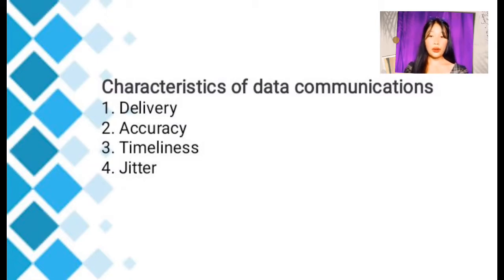Number 2, accuracy. The communication system should deliver the data accurately without introducing any errors. The data may get corrupted during transmission, affecting the accuracy of data delivery. Yun nga po yung sabi ko na dapat data is nade-deliver ng tama, the data may get corrupted during transmission na naapektuhan po kung ano yung tamang data na nade-delivered.